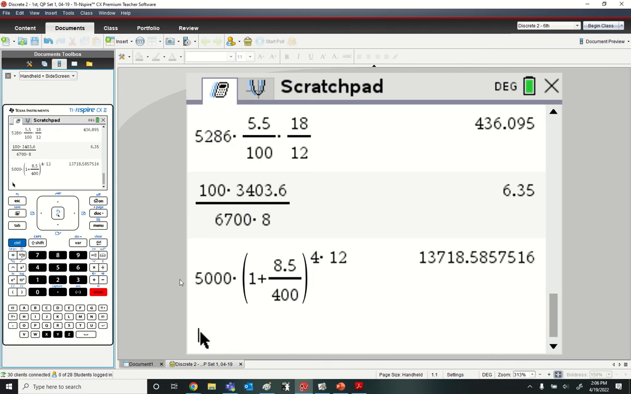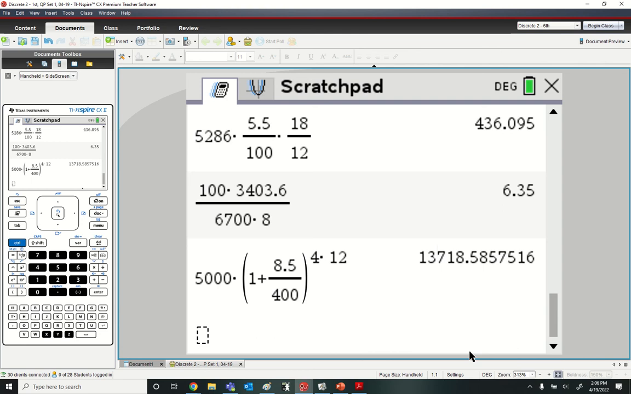And so there we go. So the amount would be, let's see, 13,718.59. Remember, we round to the cent, 59. So 13,718.59.